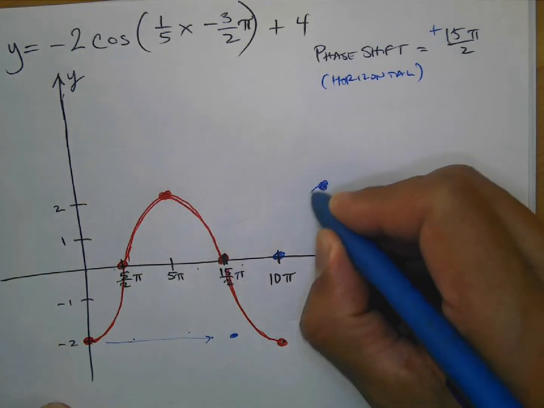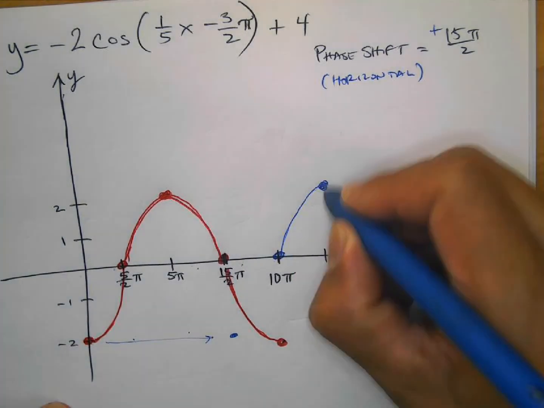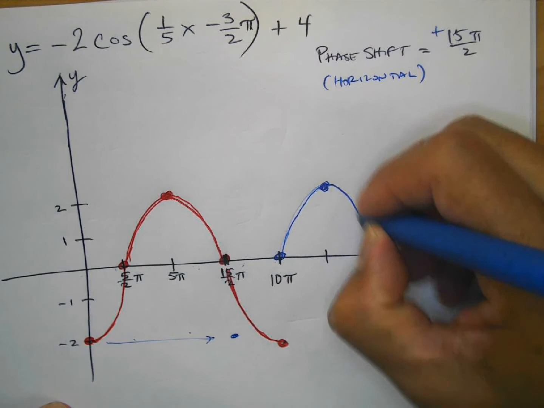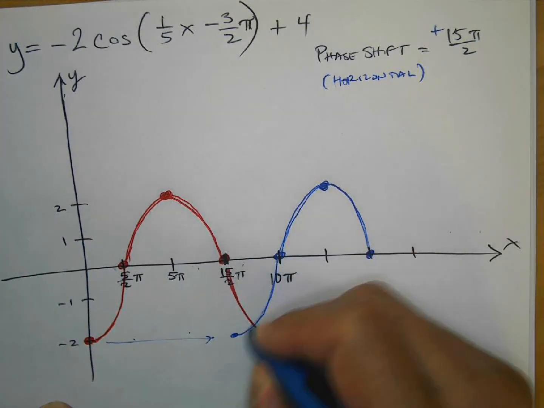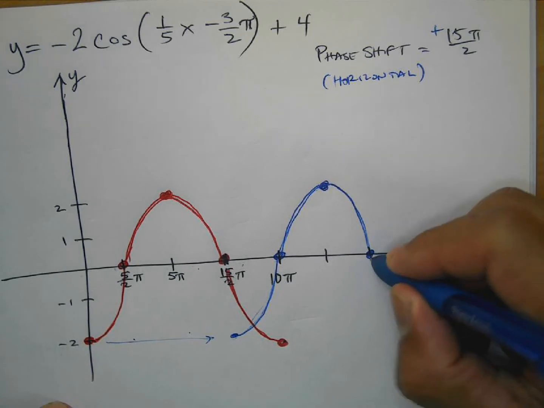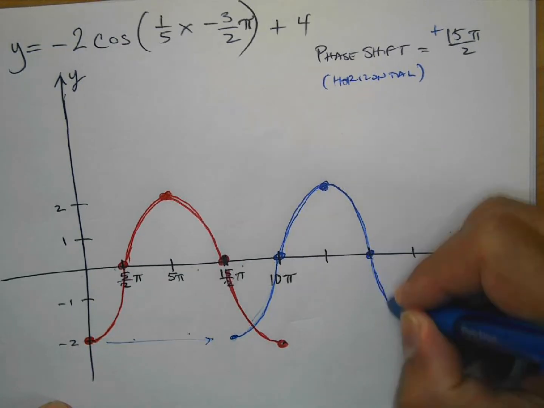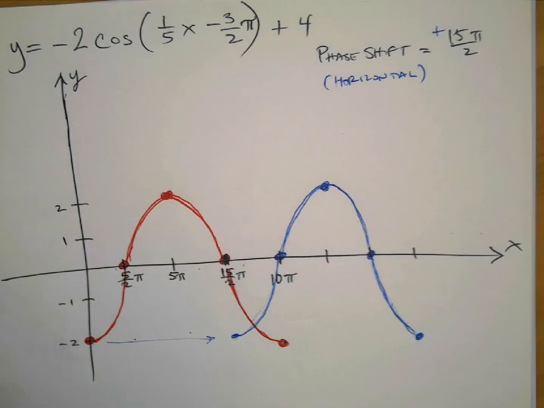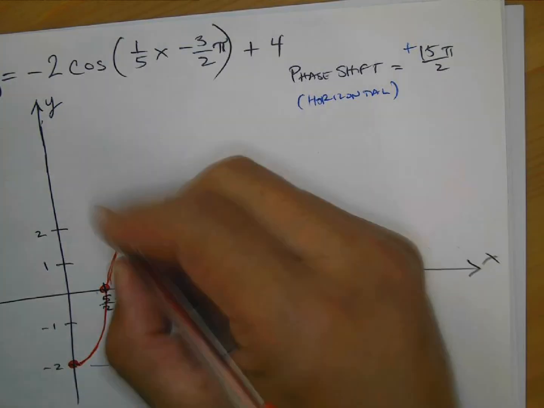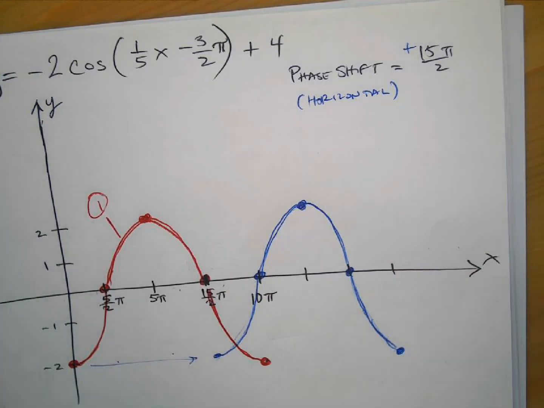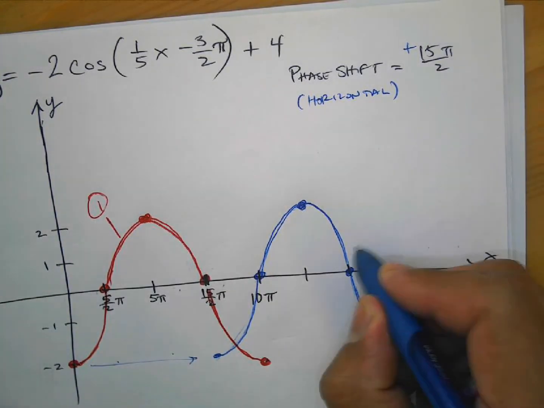And when I graph this second one, it should look just like the first one. It just got shifted over. It got moved, right? Oh, great. It's running out of ink on me right here. All right, that's the phase shift. You've applied the phase shift. This is the first one. This is my second graph.